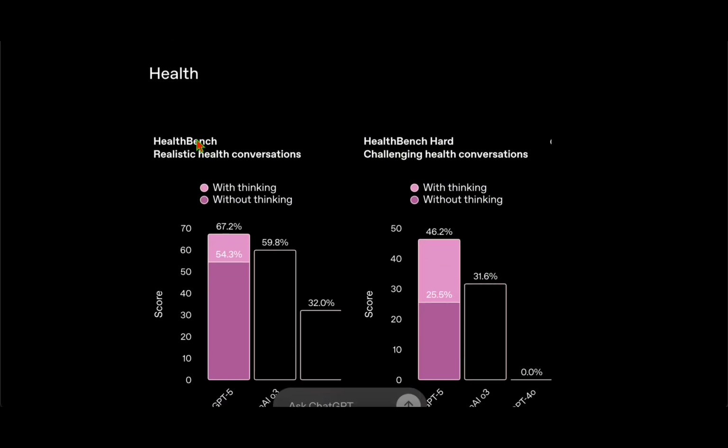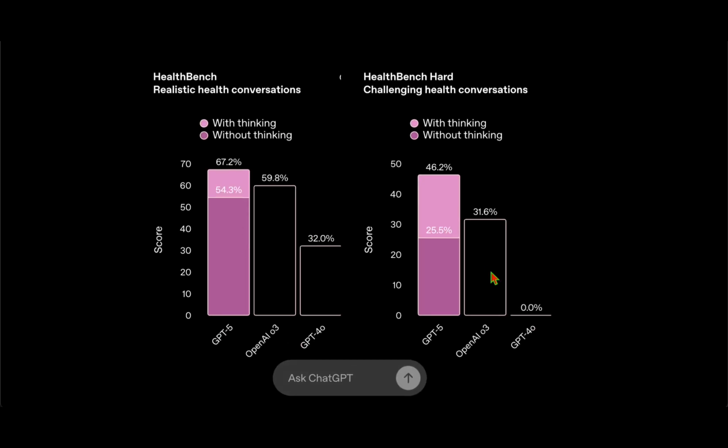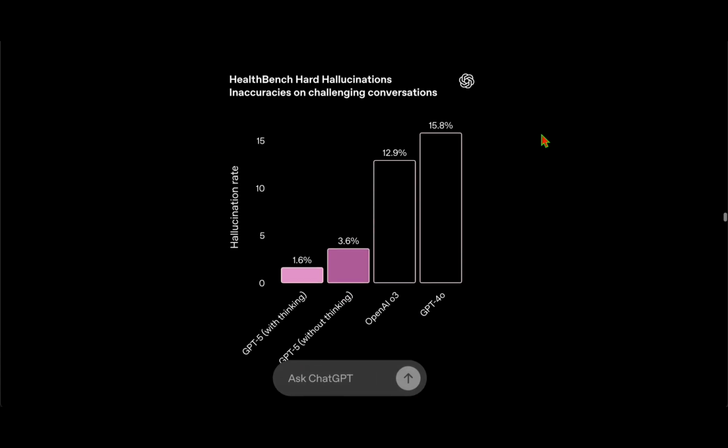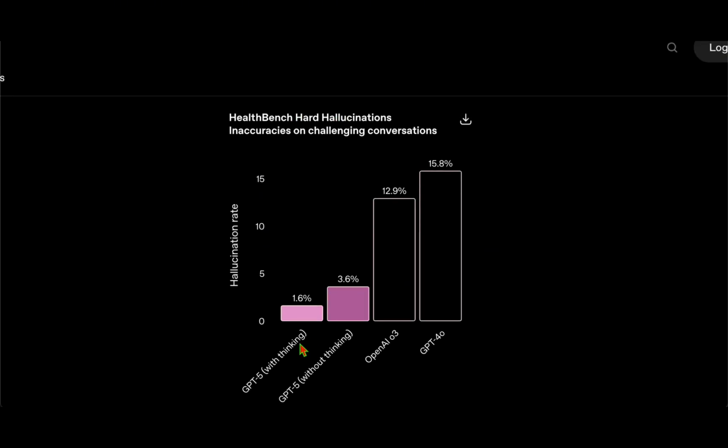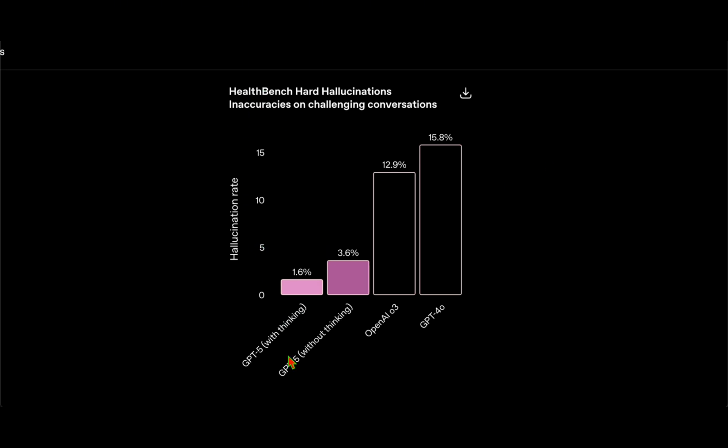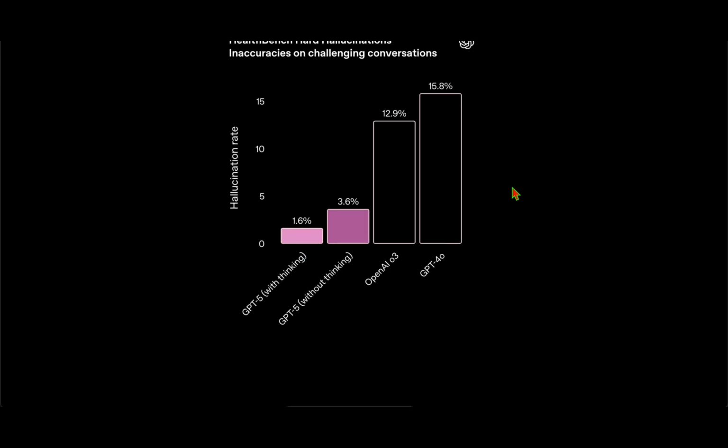Here comes the HealthBench. So realistic health conversations. And even here, we are far ahead of the OpenAI O3 model. And that's a good leap, actually. So from 31.6%, we have jumped to 46.2% in the challenging health conversations, which is hard, but it's definitely caught up on the healthcare side. And also in terms of hallucinations, it's gone way down now. With thinking, it's just 1.6% hallucination rate, but we want this to be really zero because this is HealthBench. So the model can absolutely not hallucinate at any cost.